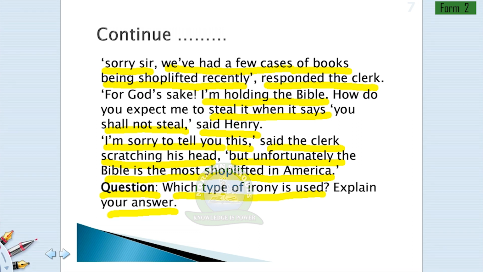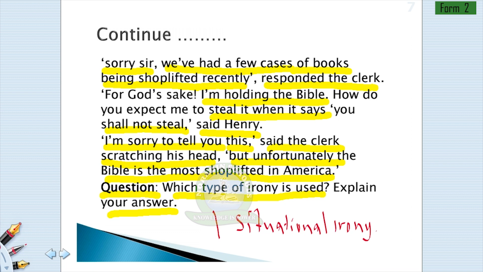Okay, class, well done. What is it? Situational, verbal. Can you explain your answer? Can you prove it? For the first two we have seen verbal irony. Do you think that this is situational irony or verbal as in the previous ones? This is going to be situational irony.